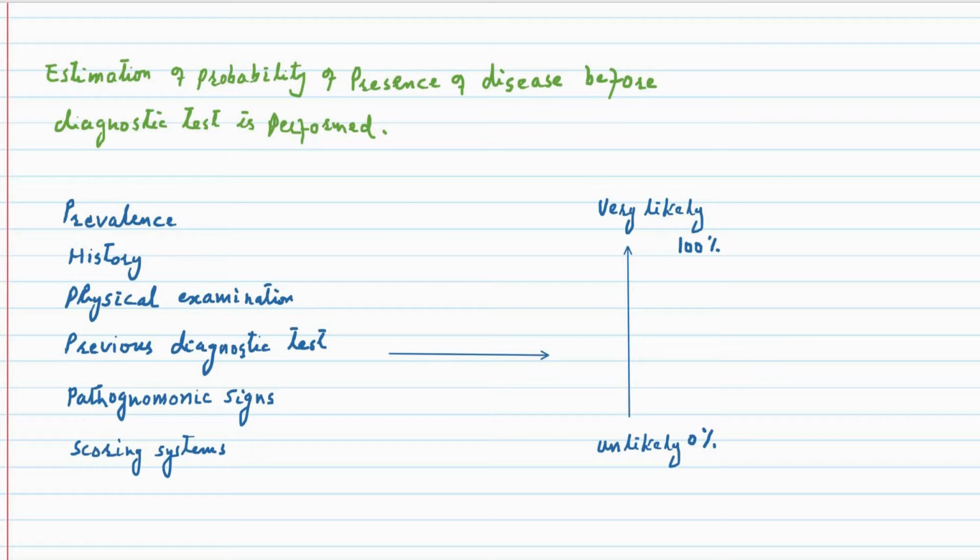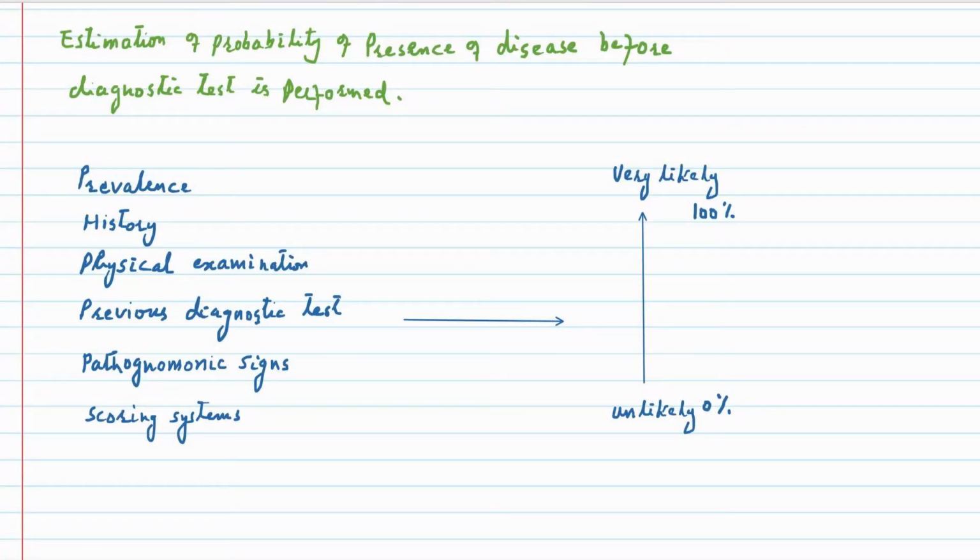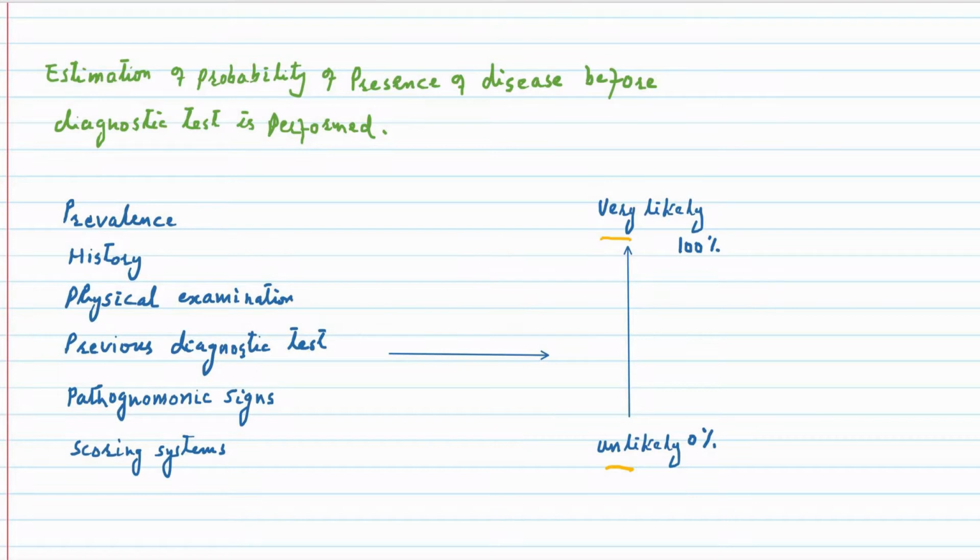Similarly, there are some typical signs and symptoms that strongly suggest presence or absence of a particular disease, like presence of guarding and rigidity on abdominal examination suggesting high probability of peritonitis. Based on this information, we can estimate probability of disease from unlikely to very likely. We also have some scoring systems available, like for DVT and pulmonary embolism. And based on these scoring systems, we can calculate the exact percentage of pretest probability.